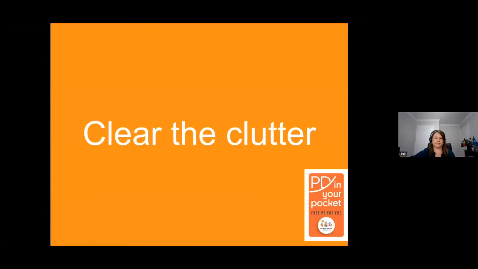Clear the clutter. So you'll hear this a few times tonight, but hopefully this is going to be the bane for most educators. But clearing out on a regular basis really is key to having a blank canvas ready for you to create these beautiful play spaces that we're talking about tonight.